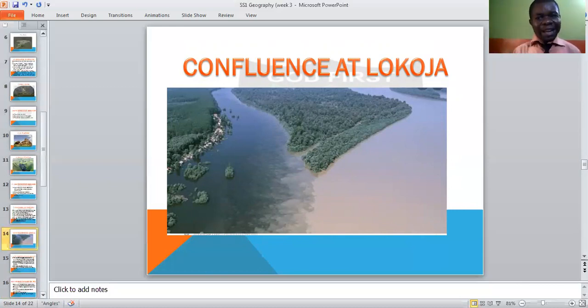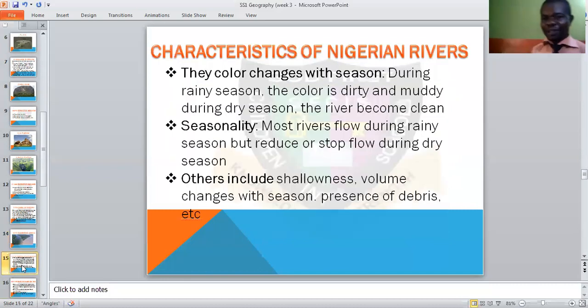So please don't forget the meeting point of two rivers is called confluence, not conference. It is C-O-N-F-L-U-E-N-C-E, confluence of river. We also need to look at characteristics of Nigerian rivers. We're talking about highland and lowland, that is discussing relief.